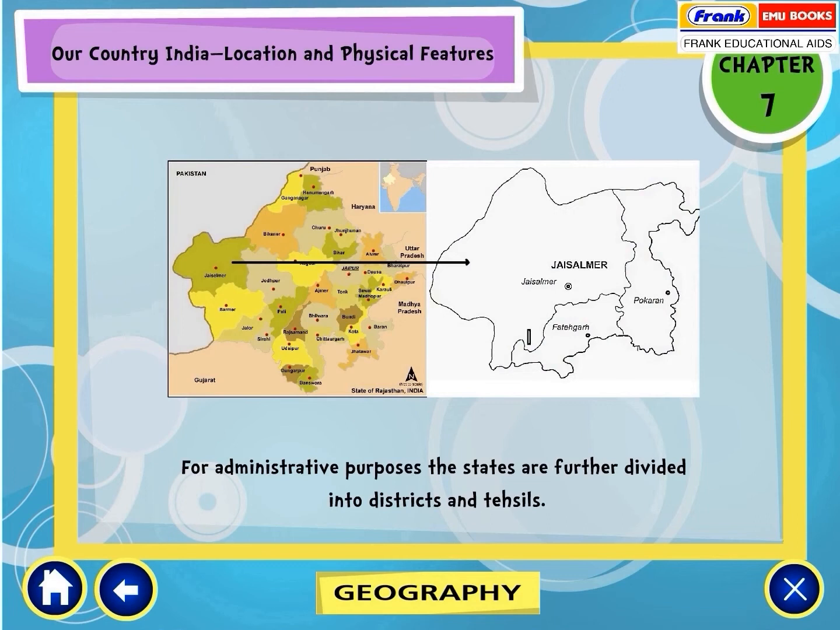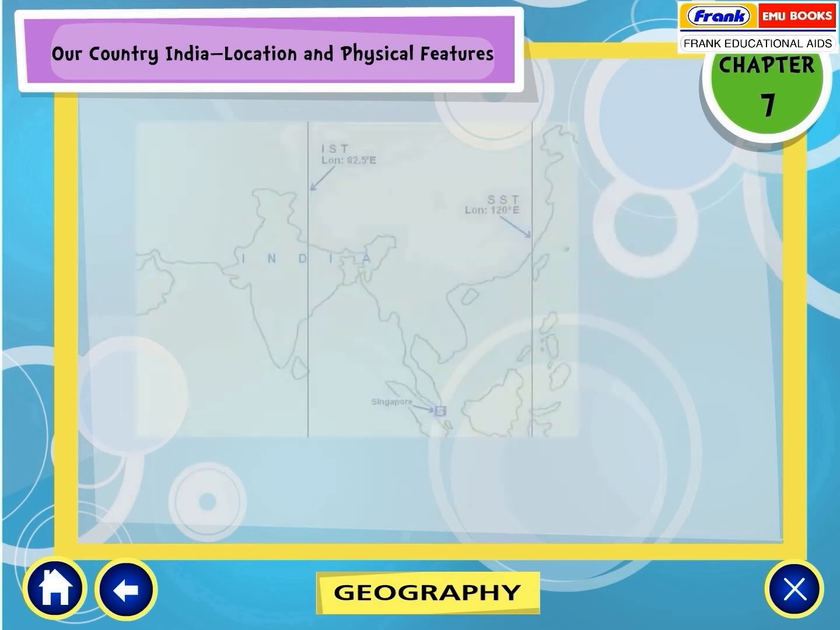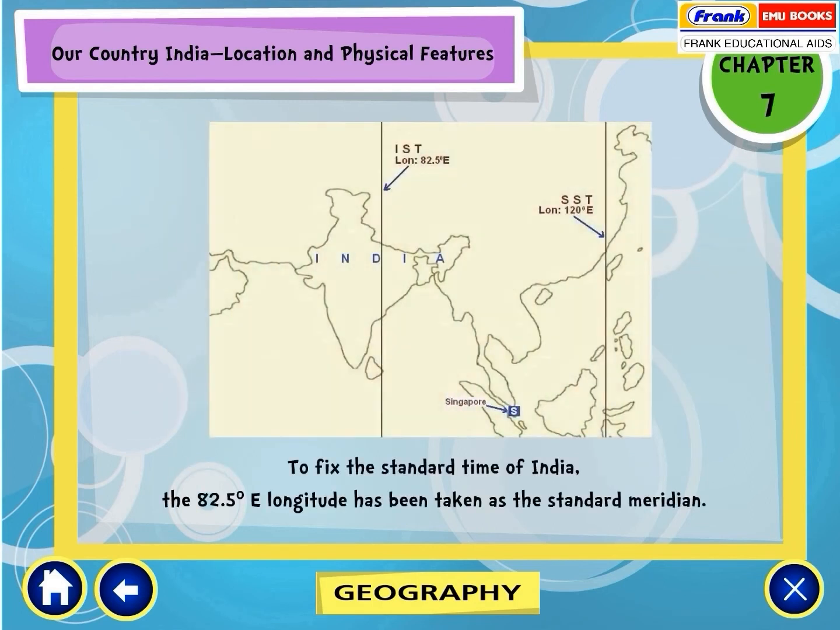For administrative purposes, the states are further divided into districts and tehsils. To fix the standard time of India, the 82.5 degree east longitude has been taken as the standard meridian.